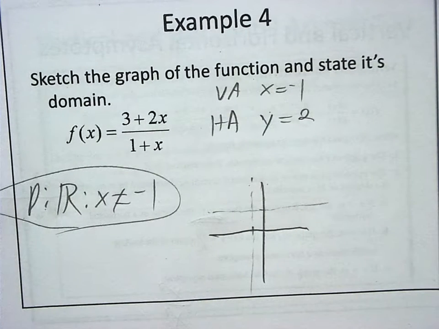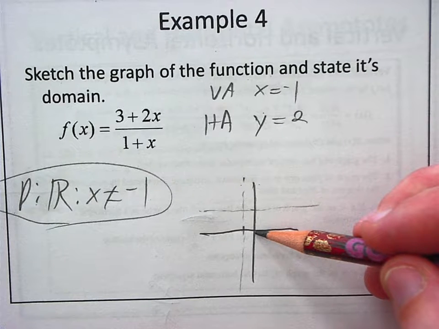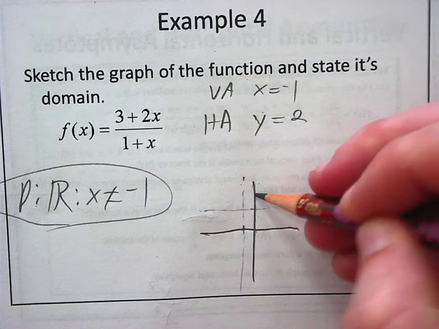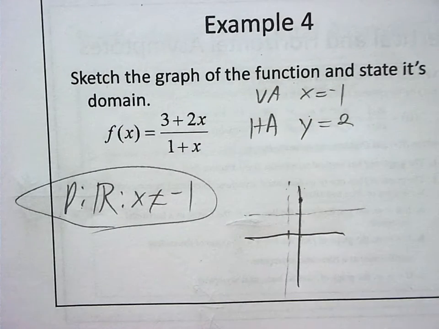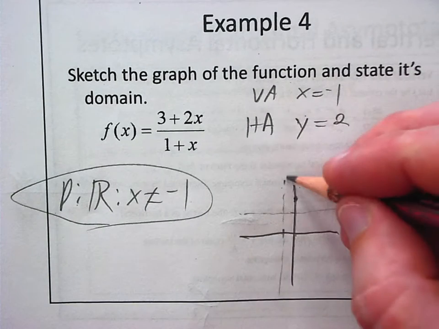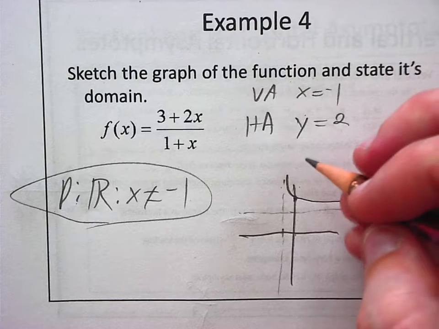Then the question is, above or below on the right? So if I plugged in like 0, what would I get? Positive. So above. Above, yep. So you get +3 actually. So it'll be about there. Since it's not going to cross the horizontal, that's going to come down, hit there and keep on going.